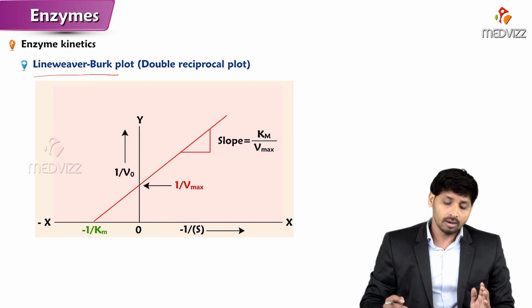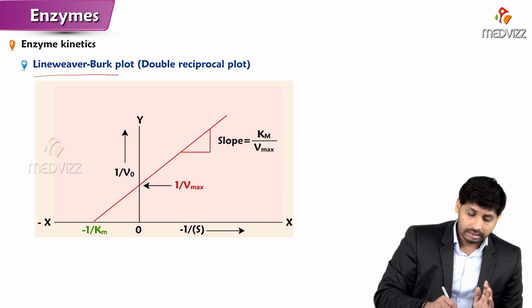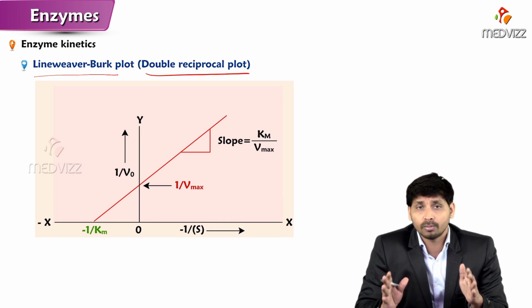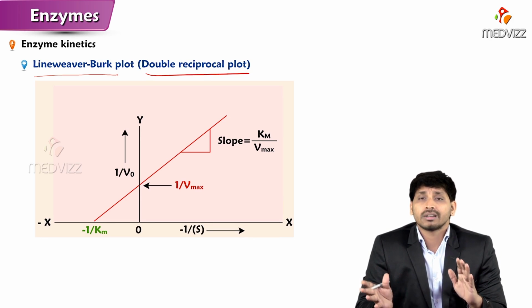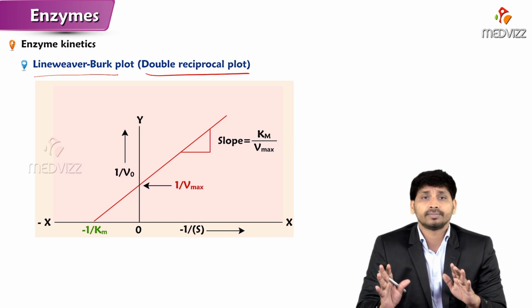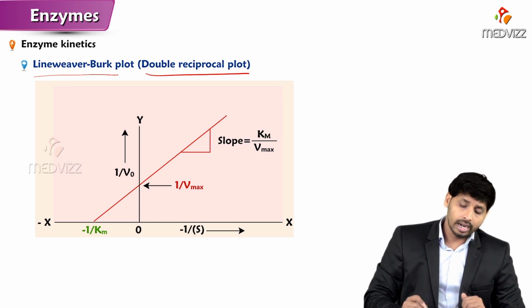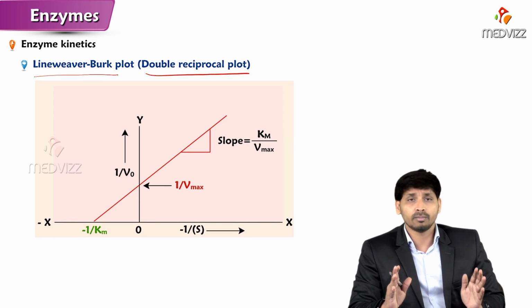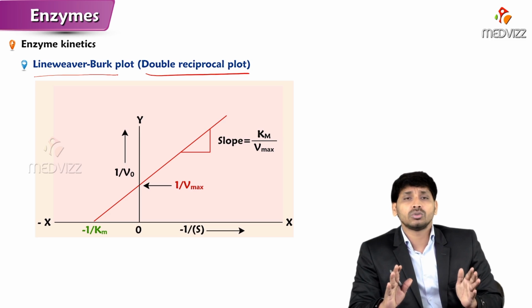The Lineweaver-Burk plot is a double reciprocal plot. And what is the speciality of this plot? It is the reciprocal of the Michaelis-Menten equation, and you can easily derive the equation to plot it. You need the Michaelis-Menten equation to derive it.